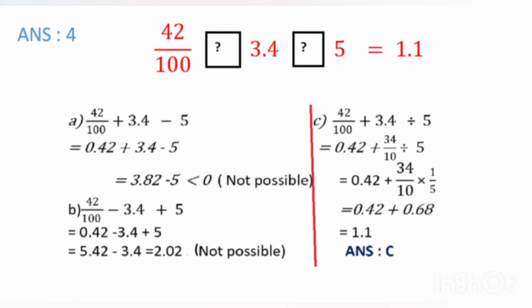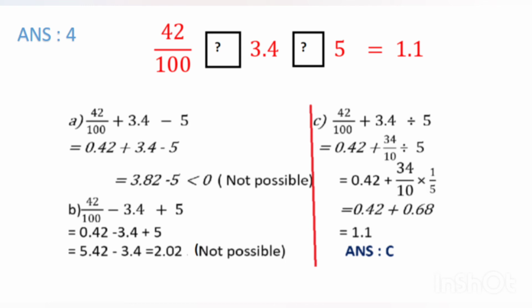Now come to the B option, you have minus and plus. So now accordingly it is placed here. So you will have 0.42 minus 3.4 plus 5. So plus you have to do first. Remember that before 3.4 minus is given. So first you need to add 0.42 and 5, which is equal to 5.42 minus 3.4. When you solve it, you will have 2.02. So that is again the wrong choice.